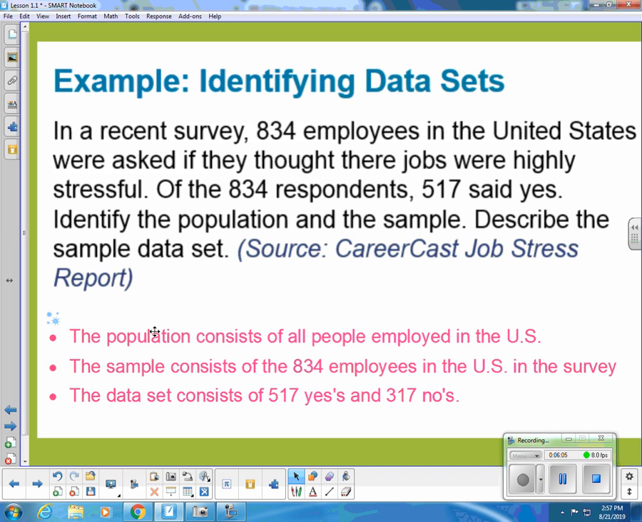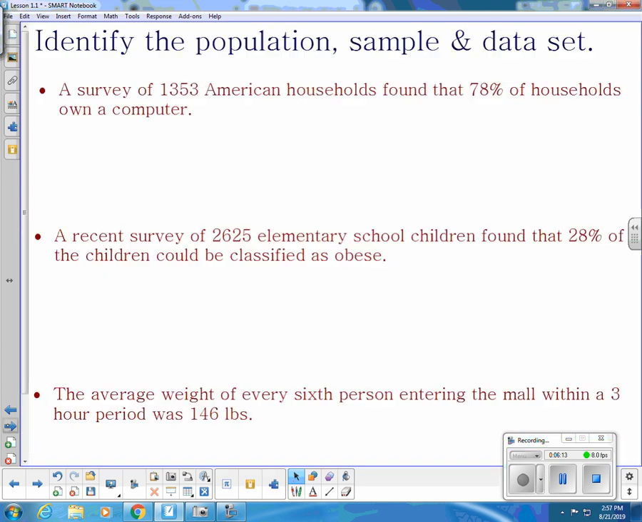So you should be able to pick out the population, the sample, and describe the data set. Okay? That's our goal here. So here's 3 examples. Turn to your partner, talk about it, see if you can figure out the population, the sample, and the data set. I'll give you a couple minutes.